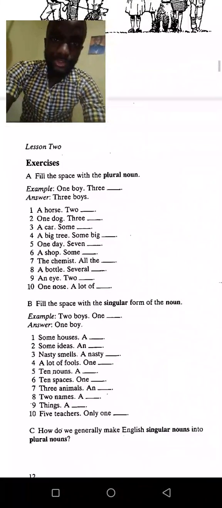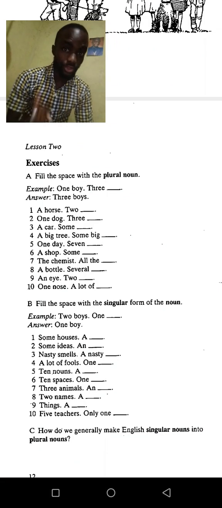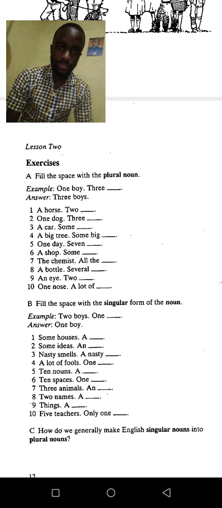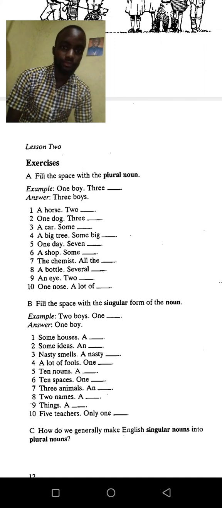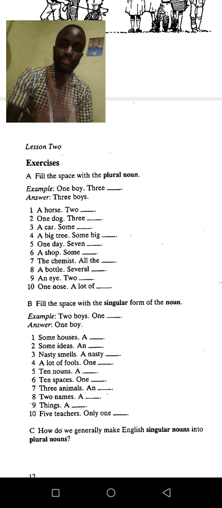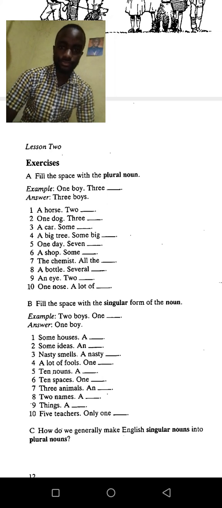Now let us move on very fast to some of these assignments or exercises, I call them exercises, on lesson 2. Exercise A: fill the spaces with the plural noun. Example, one boy. Three what? What should be on that space? Three boys. We add s to the singular word boy, and it becomes boys. Now, number 1, a horse.